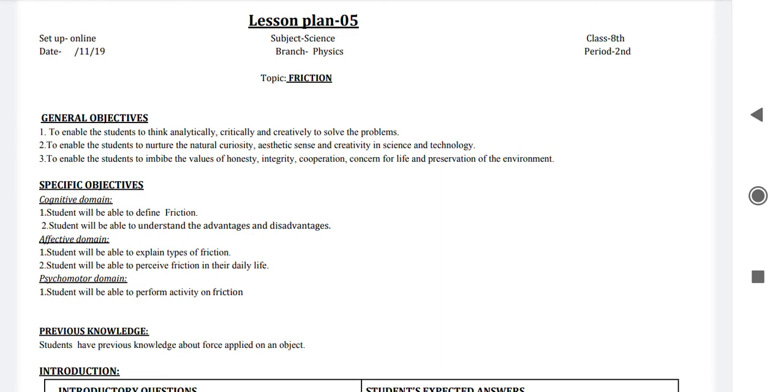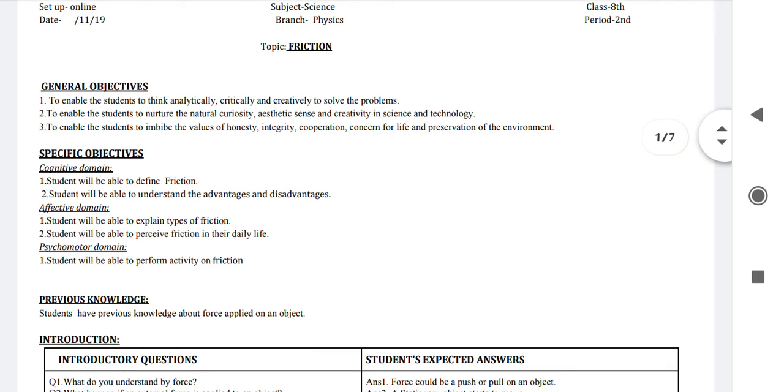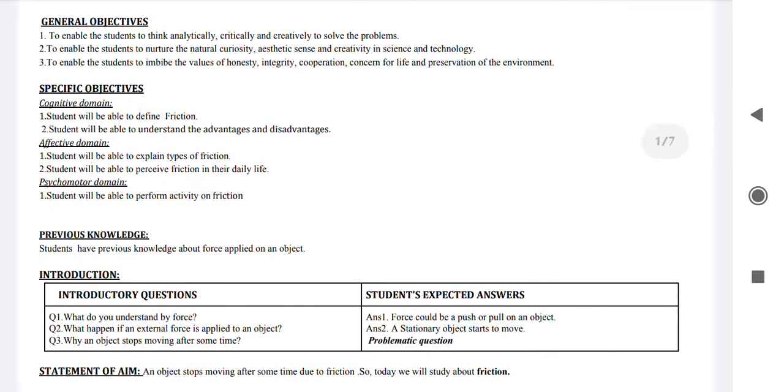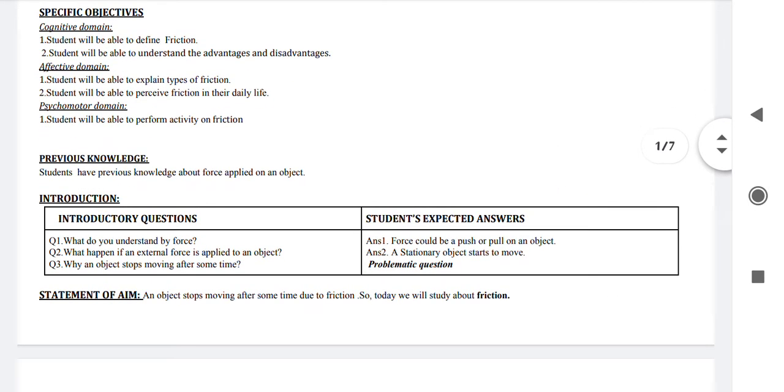Then general objectives. After the specific objectives, it is divided into 3 parts: cognitive domain, affective domain, and psychomotor domain. Then comes previous knowledge related to what we have to teach: friction. Then some introductory questions and expected answers. Then statement of aim.